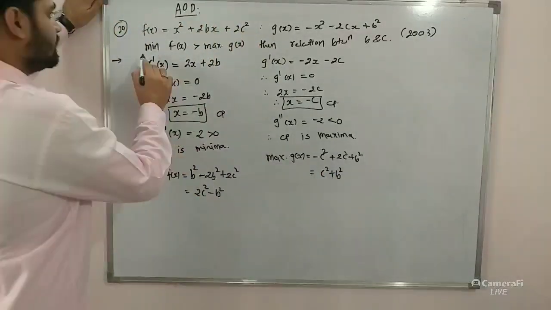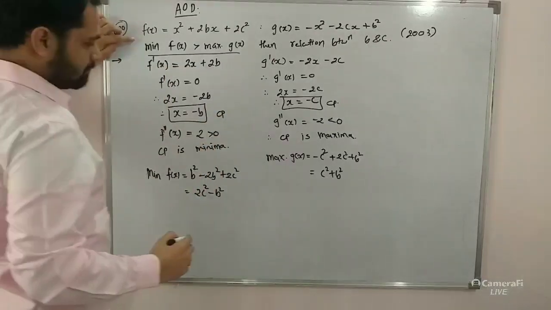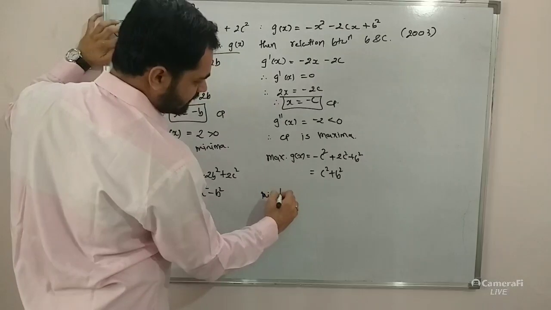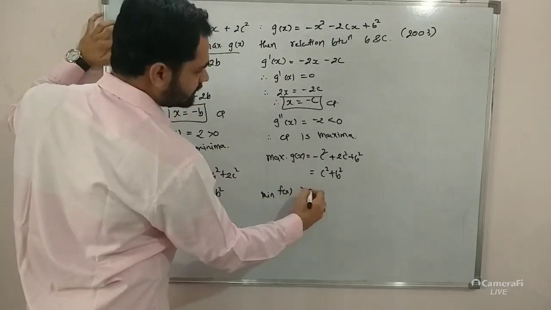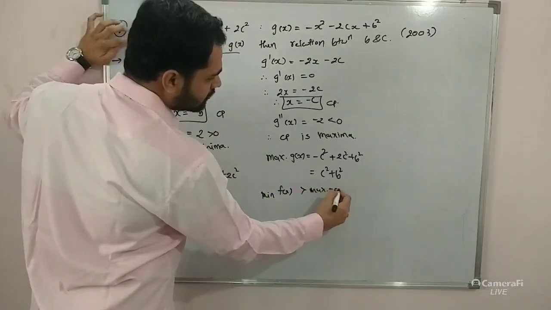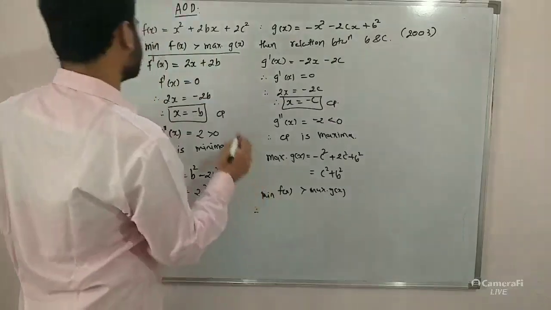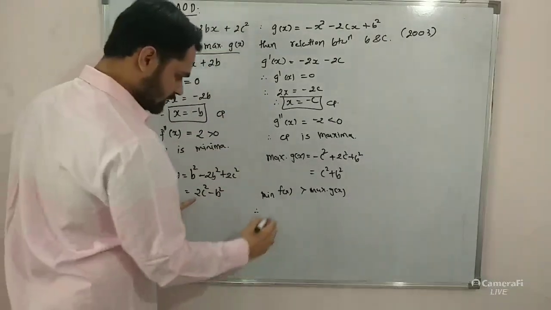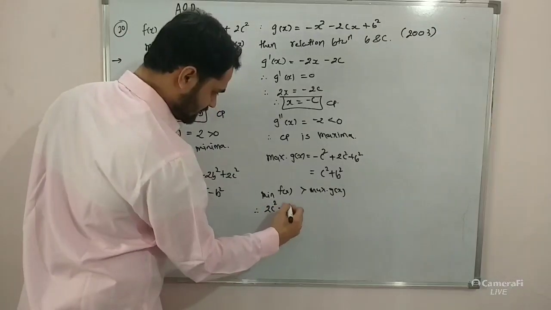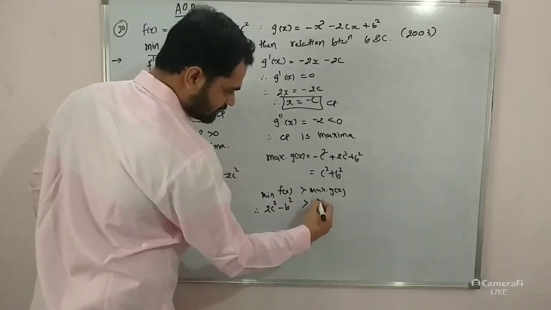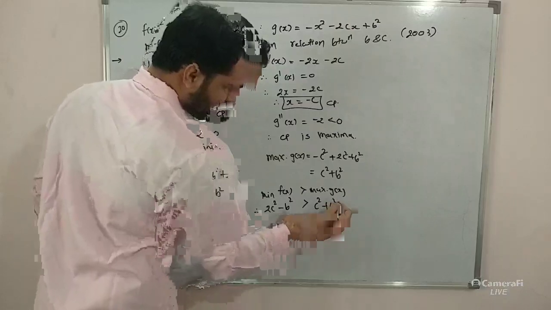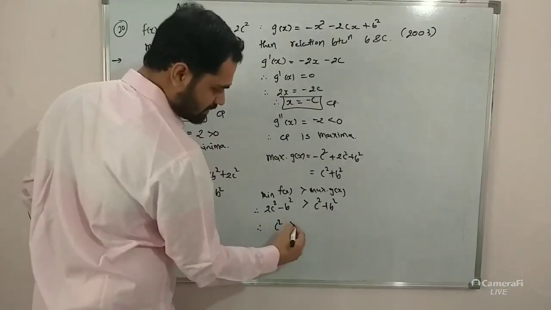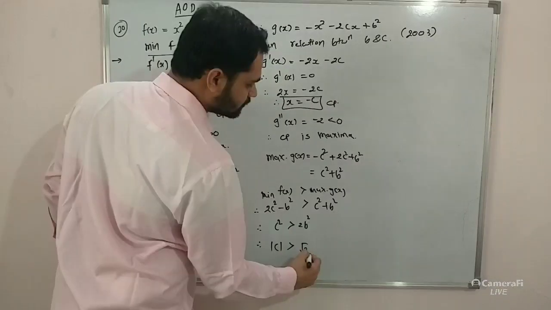Now one relation is given. Which relation is given? Minimum of f of x is greater than maximum of g of x. We are going to use this relation which is given in the question. So minimum of f of x is what? 2c square minus b square is greater than c square plus b square. C square goes to the left hand side, so 2c square minus c square is c square, which is greater than 2b square.